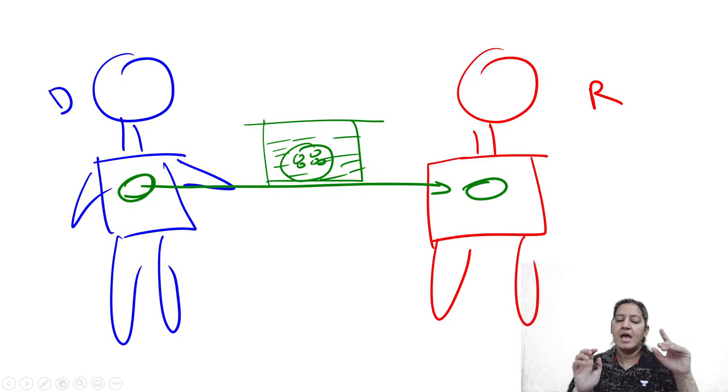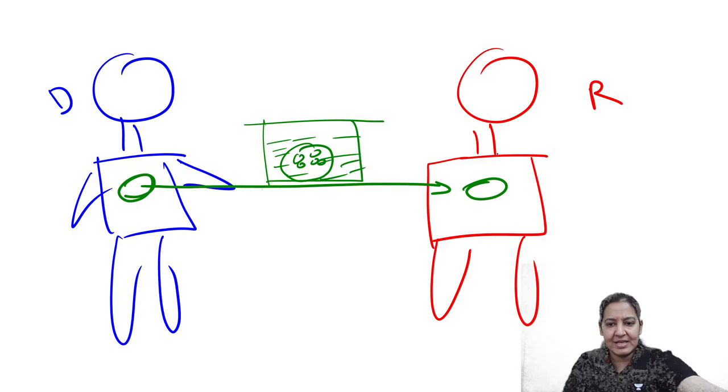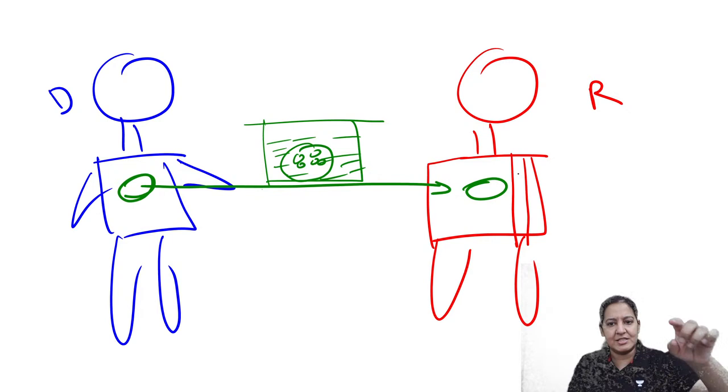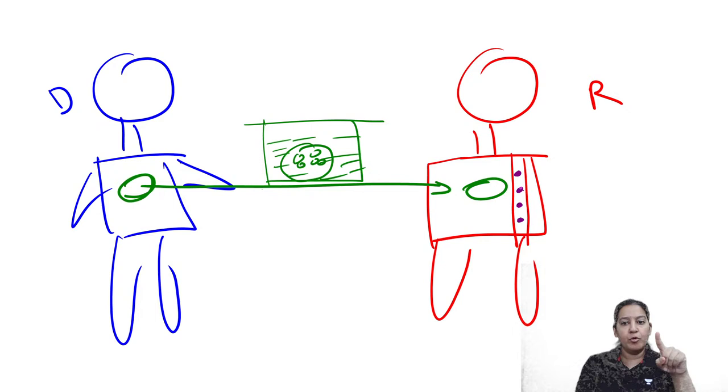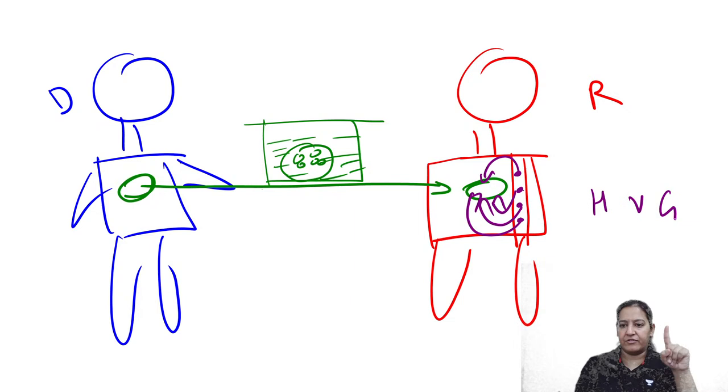So listen now. This is the blood vessel of the recipient. Let me draw the blood vessel of the recipient. The blood vessel of the recipient contains WBCs. These are the WBCs. WBCs kill any foreign thing. Whenever the WBCs of the recipient kill the cells inside the transplant from the donor, this is known as host versus graft. The recipient is the host now.